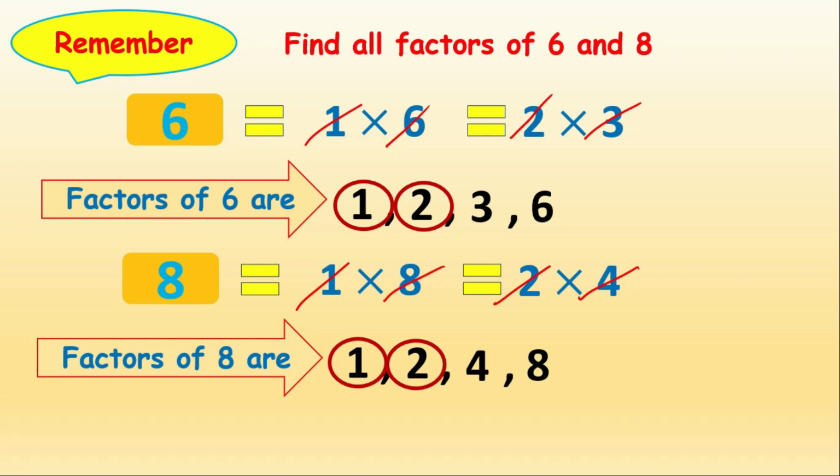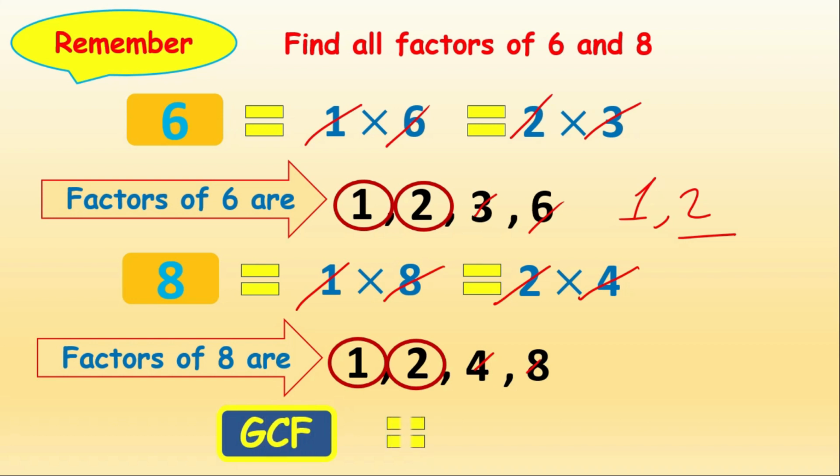Now, do you find any other common factors? Meaning, is there any other factor repeated up and down? No. 3 and 6, 4 and 8. So the common factors are 1 and 2. Okay, which is the greatest one? 2 is the greatest one. So the greatest common factor is 2.